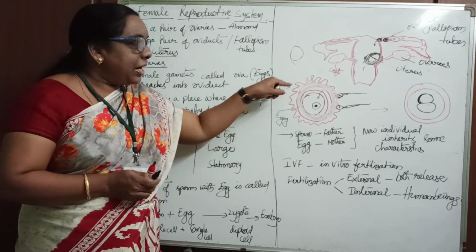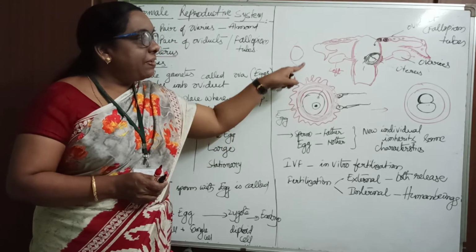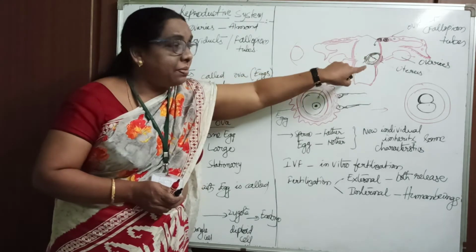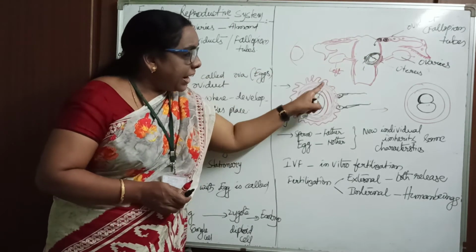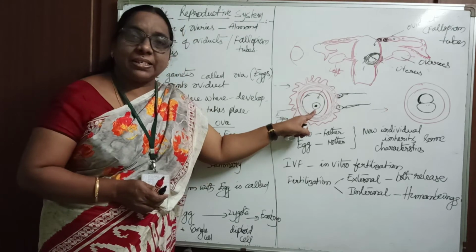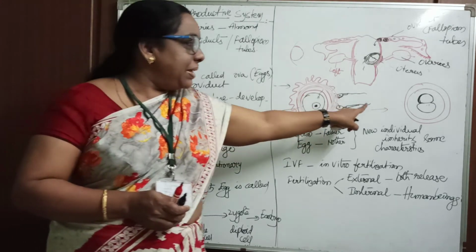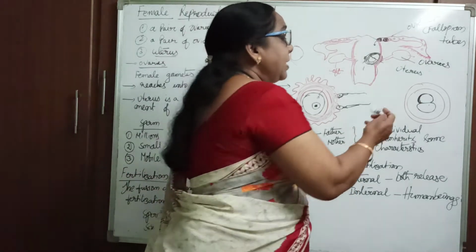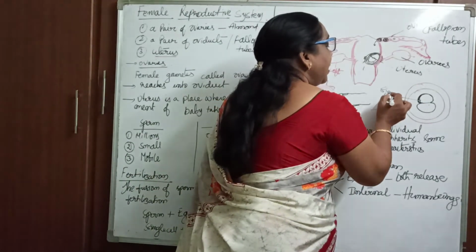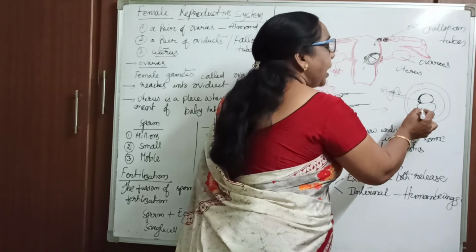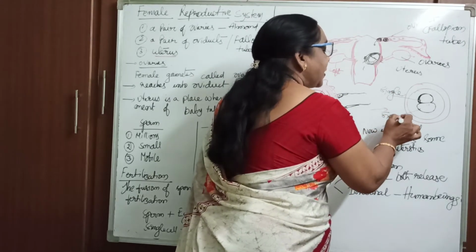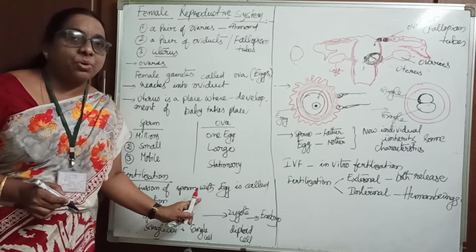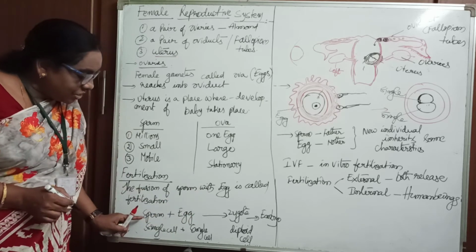So what is happening here? Whenever the ovary releases the ova and the sperm is available here, the fusion takes place like this. When the fusion occurs, immediately what will happen? The single cell, I already said in an online class, this is a single cell, that is a haploid cell, and this is also a single cell. That is what I have written here: the fusion of the sperm with an egg is called fertilization.